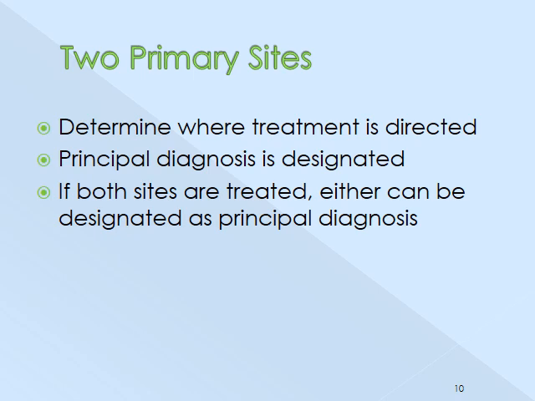It is possible for a patient to have two primary sites. Determine where the treatment is directed. This is the primary neoplasm that should be listed as the principal diagnosis. If both sites are treated, either site can be designated as the principal diagnosis.